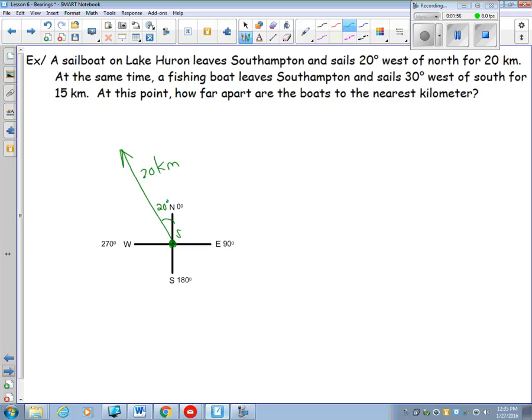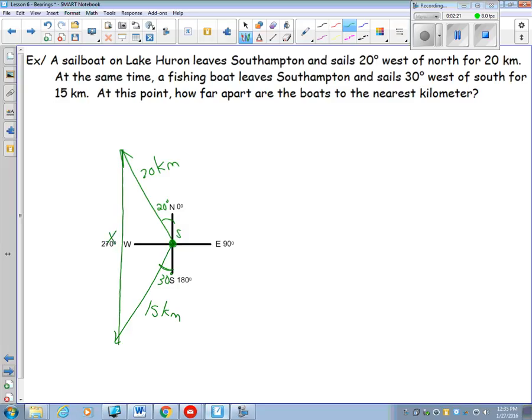At the same time, a fishing boat leaving the same place sails 30 degrees west of south. So we're not going south, we're going a little bit to the west of that, right? So we're going to say the angle in between is 30 degrees. And this boat is going to go for 15 kilometers. It went this way. And we want to know how far apart the boats are at this point. And so the boats are this far apart right here.